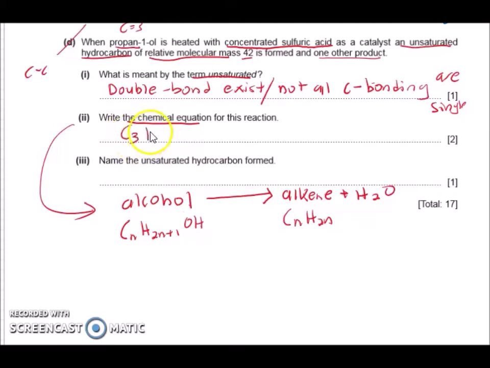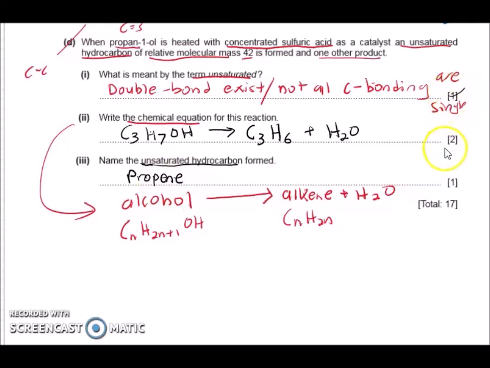C3H7OH, and then here we will be getting the same number of carbons. So you'll be getting C3H6, and then we just have to add water. Okay, these are the reaction. Okay, name the unsaturated hydrocarbon formed. So this is propene. Okay, so we are getting here 1 mark, 2 marks, and 1. So total marks for question number 3 is 17. Okay, I hope you can understand this.